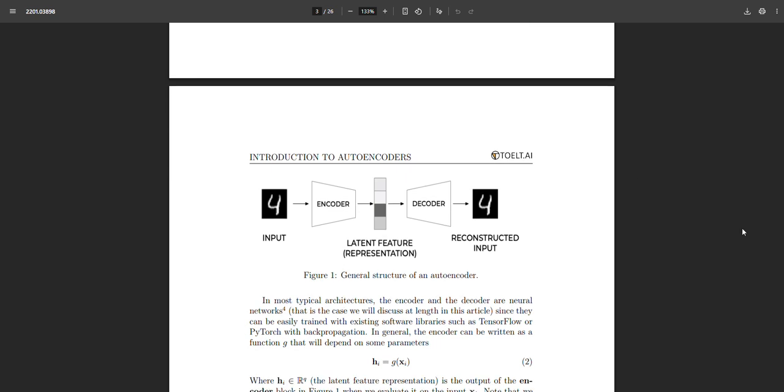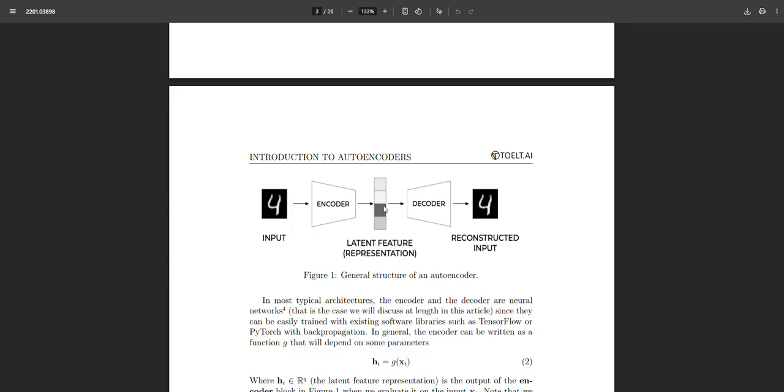The autoencoder has three main components. The first is the encoder. This function takes the input and compresses it into a smaller dense code. The second is the latent feature representation. This is the compressed code itself, a tensor of real numbers. This is the informative representation we just defined, and it's the real value of the autoencoder. Then we have the decoder.